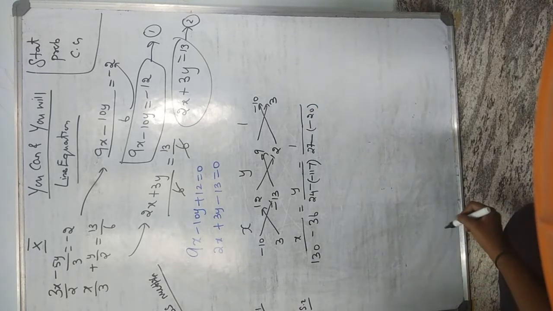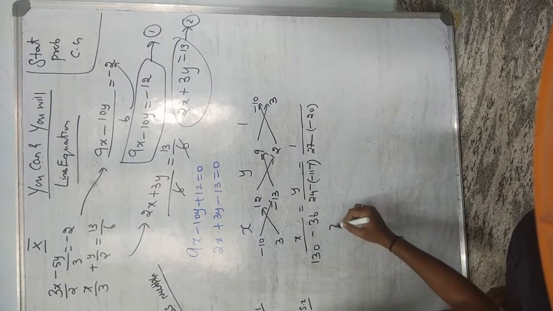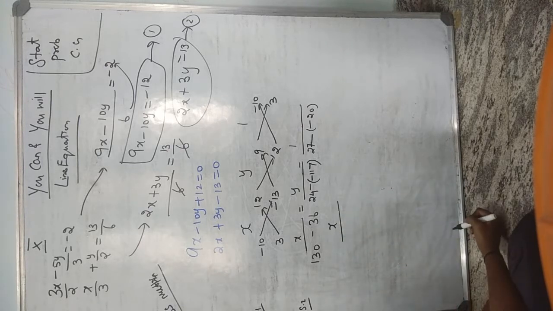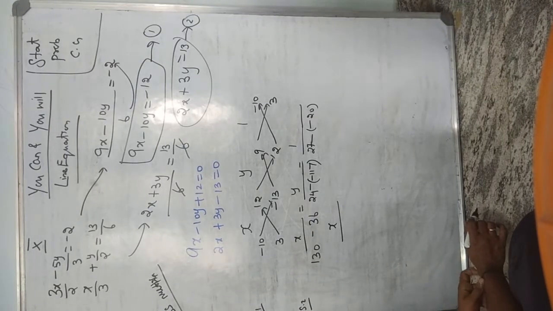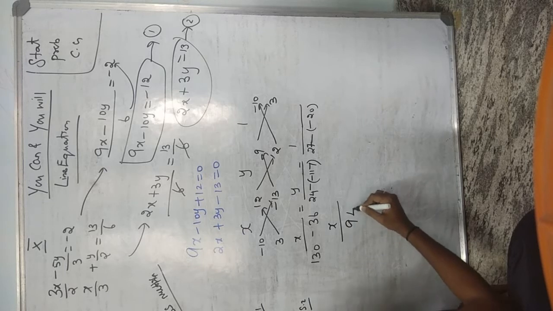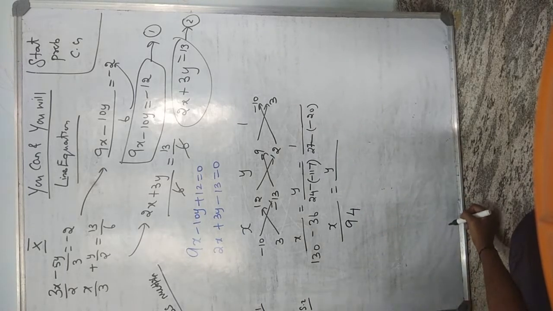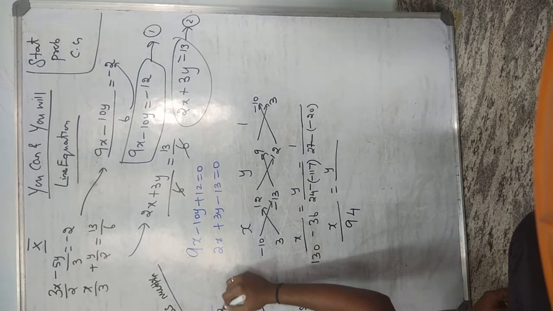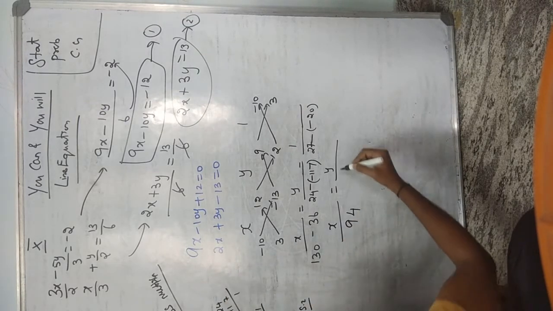So finally I got x upon 130 minus 36, so 94. y upon, I'll get 24 plus 117, 24 plus 117, 141.